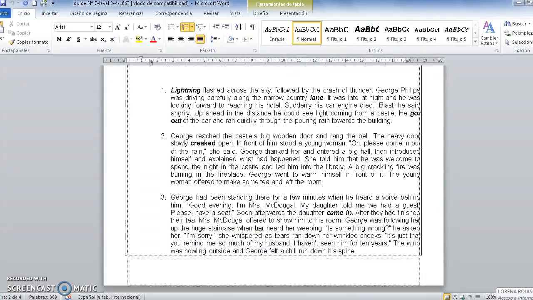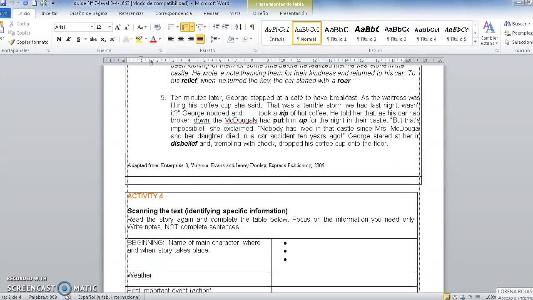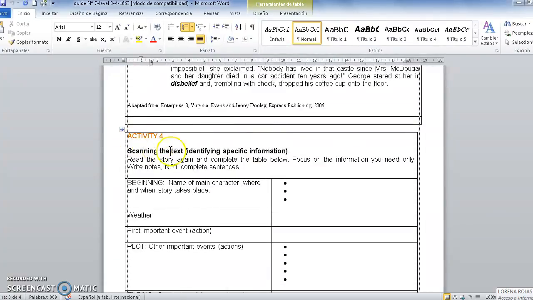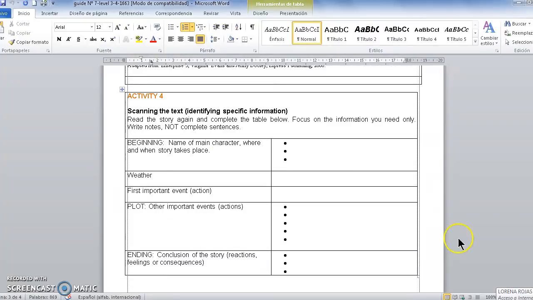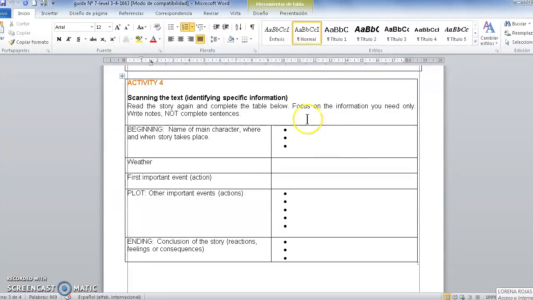Then we have while activity 4, that is scanning the text or identifying specific information. You're going to identify the basic parts of the content, that is the beginning, the plot, and the ending of the story, and the basic information. Only write key information or notes, but don't write complete sentences, okay? About the name of the main character, where the story takes place, when, etc. What the weather was like on the first important event for the beginning.